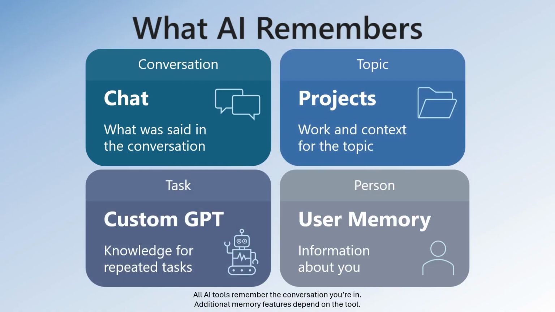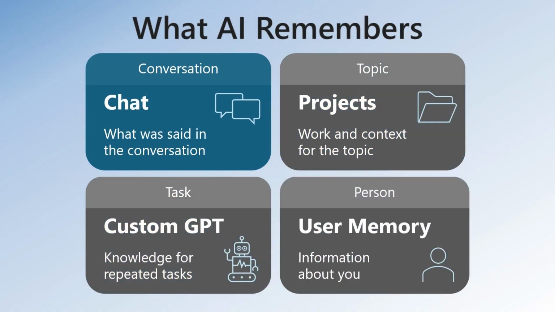It is important to note that most AI tools remember the current conversation, but these other types of memory vary depending on the tool. The most basic layer that we're going to focus on today is something called chat memory. Chat memory means the AI remembers what was said earlier in the same conversation.